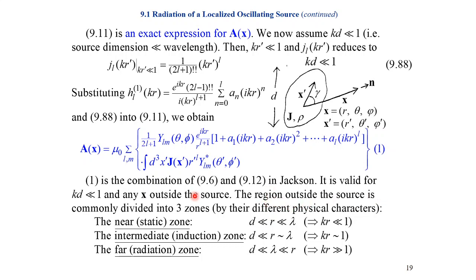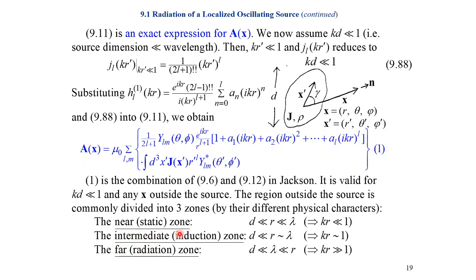The region outside the source is commonly divided into 3 zones. First is the near zone. The source is always localized, so that's why we say a localized oscillating source. So d is small, and r is the observer distance. Lambda is the wavelength. If r is somewhere between d and lambda, then we say it's the near zone. If r is approximately equal to lambda, we say it's the intermediate zone or induction zone. And if r is very far compared to lambda and d, then it is the far zone or radiation zone. So we divide it into static zone, induction zone, and radiation zone.